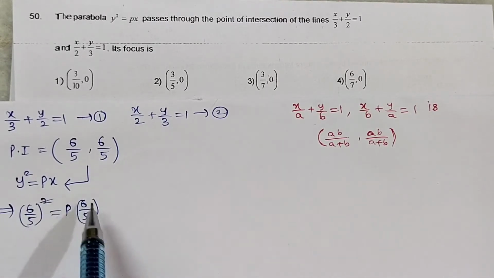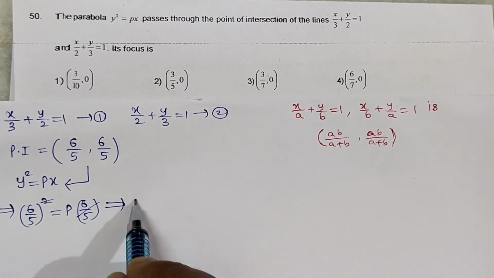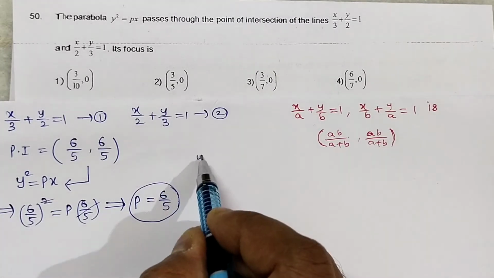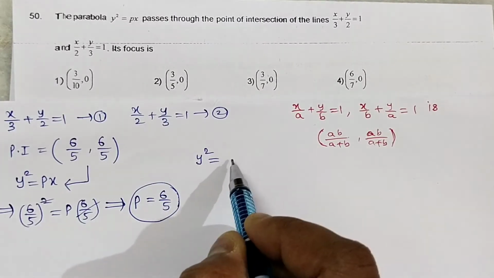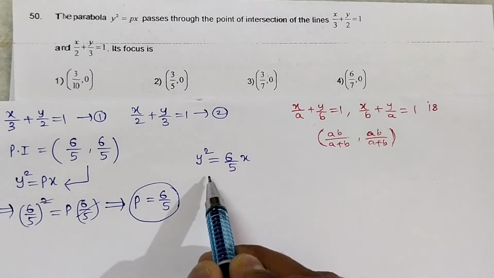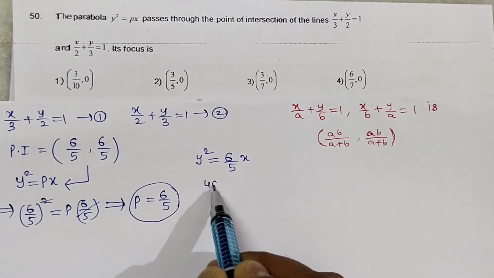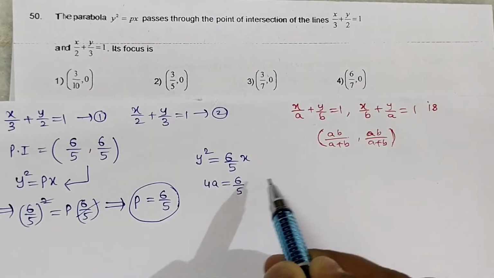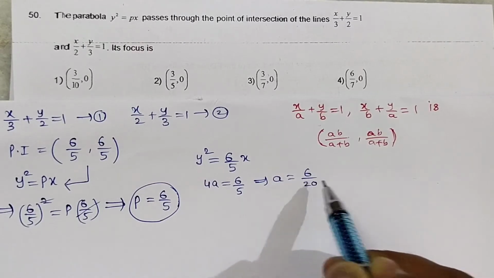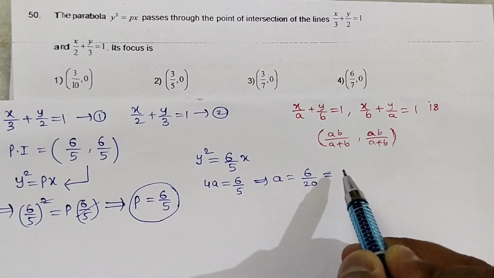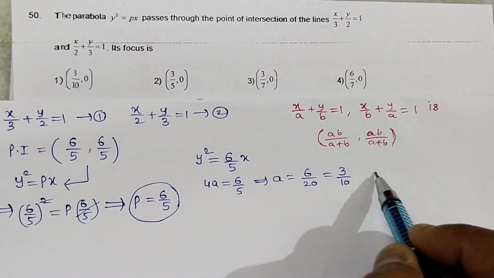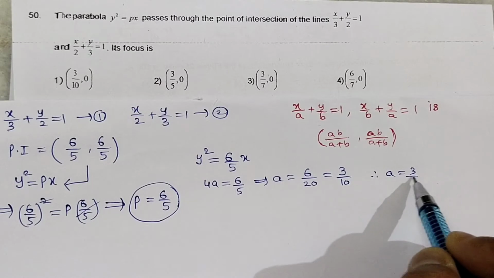So one of the 6 by 5 gets cancelled. That implies that p is equal to 6 by 5. Therefore the parabola equation will become y square equal to 6 by 5 into x. It is in the form of y square equal to 4ax. Then 4a is equal to 6 by 5. That implies that a equal to 6 by 20. If you simplify that, 3 by 10. So the value of a equal to 3 by 10.